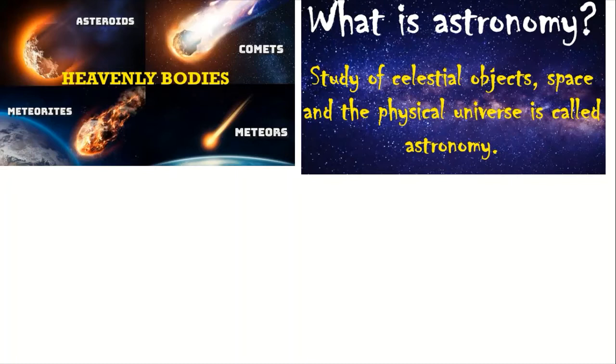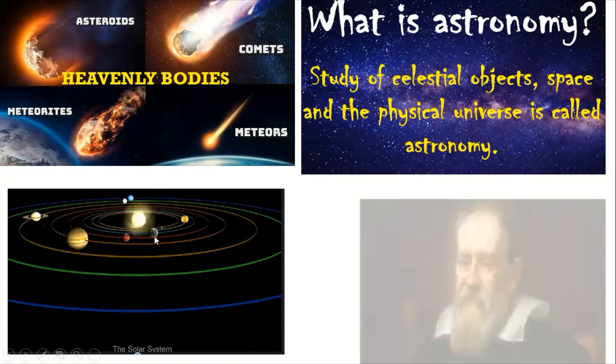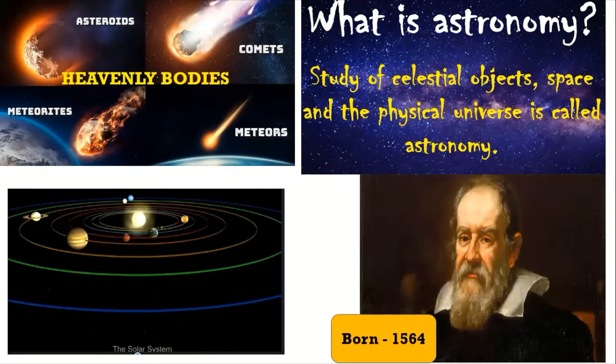Okay, we got to know a new word. And then what did we understand? We understood that the sun is at the center and all the other planets are revolving around the sun. Okay, and who is the famous person who found this? Galileo Galilei, and he was born in the year 1564. Right? Then what did we learn next?